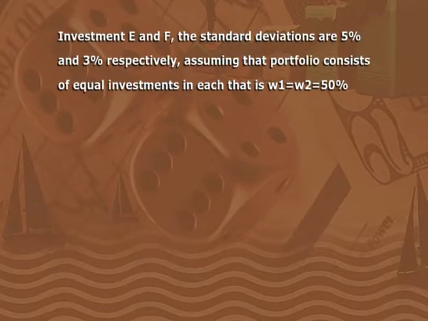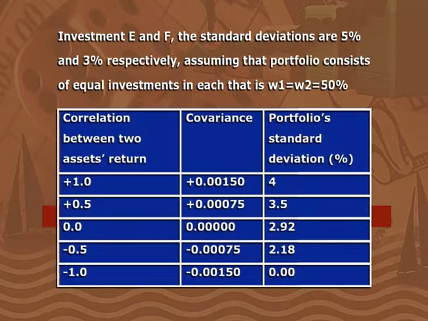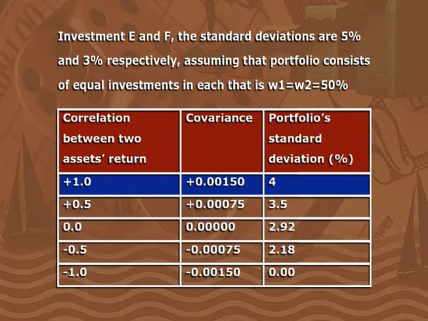For example, investment E and F, the standard deviation are 5% and 3% respectively. Assuming that portfolio consists of equal investments in each, that is, W1, that is weight 1, is equal to weight 2 is equal to 50%. This table shows correlation between two assets' return. Under the first case, where correlation is +1, the covariance is 0.00150 and the portfolio standard deviation is 4%.